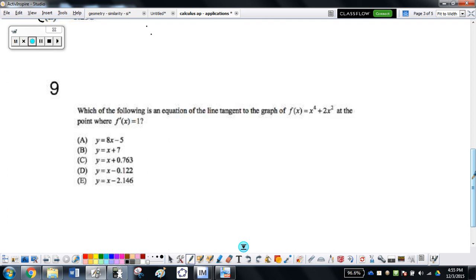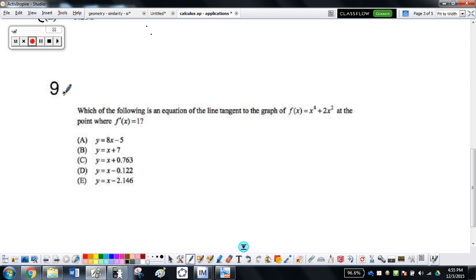Number 9, number 9, number 9. Similar problems in some regards, but I want you to be careful on how you read number 9. Which of the following is an equation of the tangent line to that function at the point where f prime of x is equal to 1?